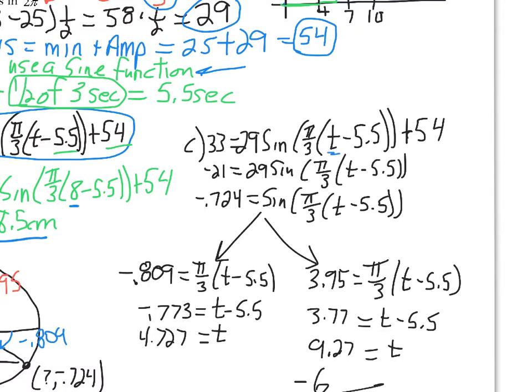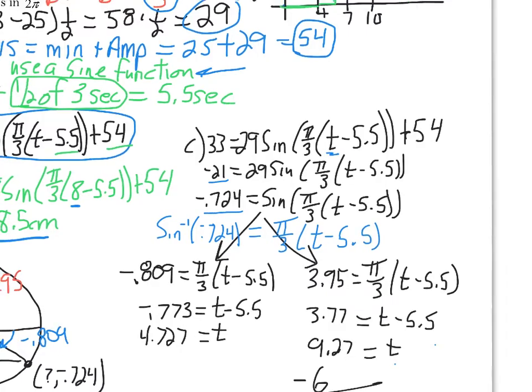So we subtract 54 from both sides, we get negative 21 equaling 29 sine of pi over 3 times (t minus 5.5). Divide both sides by 29, and you get negative 0.724. And now I'm going to take the inverse sine of that negative 0.724, and that's going to equal pi over 3 times (t minus 5.5).